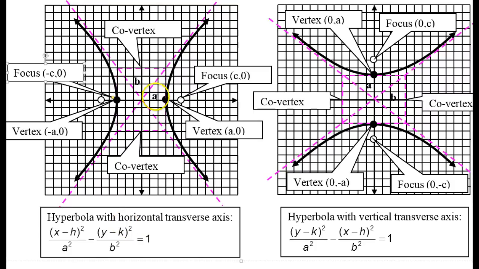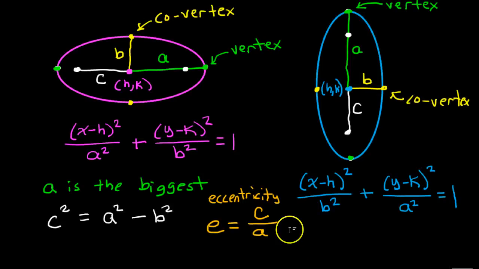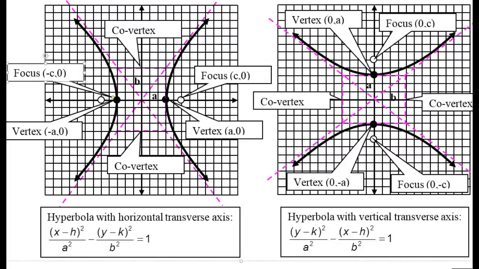Now, let's talk about A, B, and C. Just like an ellipse has a vertex, it has two vertices on either end. And the A value was always the distance from the center to a vertex. Similarly, when we look at a hyperbola, the center is going to be halfway between the vertices. But the distance from the center to a vertex is still A.